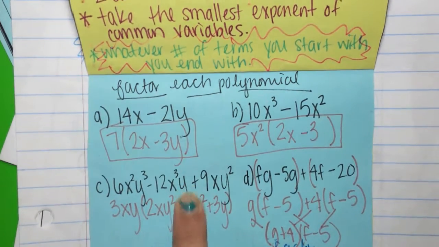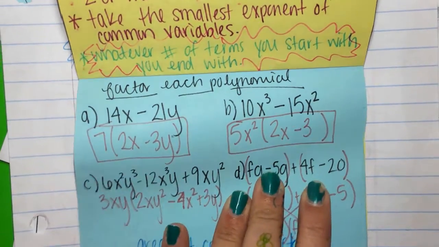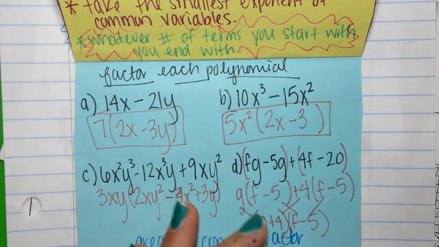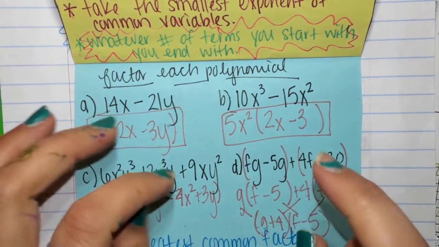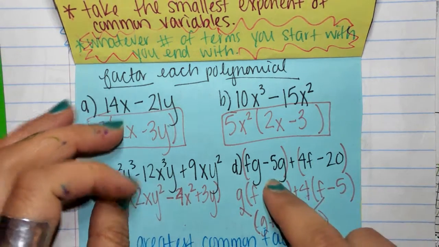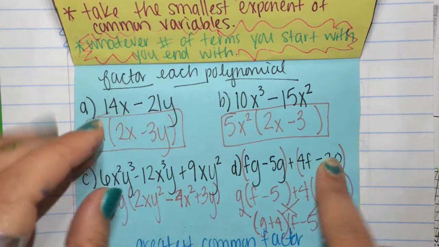If I start with 3, how many do I end with? 3. And when I have 4 terms and I have to use GCF, what method do I use? Grouping, where you group the first two together, or you group the second two together.